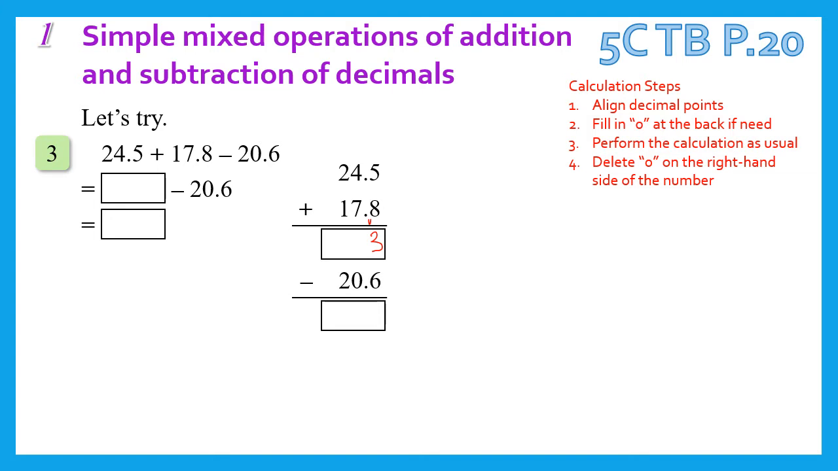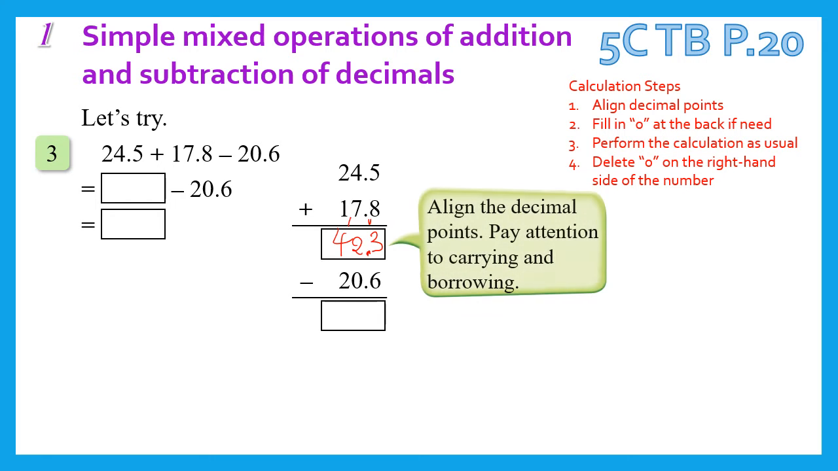It's 3, and then 4 plus 7 plus 1, and then you can add 1 here, 2, and then 2 plus 1 plus 1 is 4. Don't forget the decimal point, put it back, okay? And then you can find out the answer. There's a 42.3, and 42.3 minus 20.